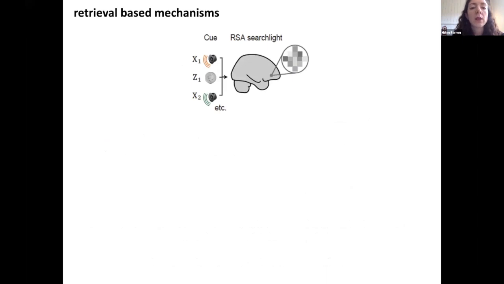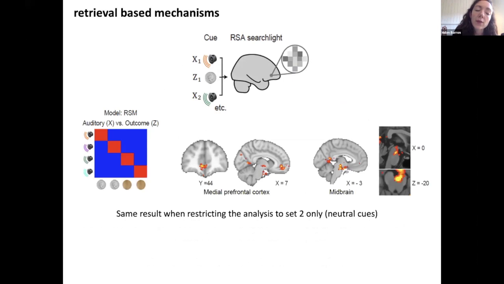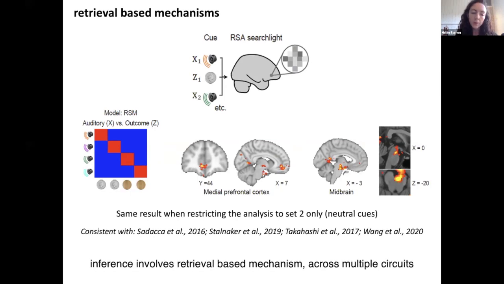Well, in humans, what we did was we scanned through the brain, looking for where the inferred outcome might be represented in response to our auditory cues. And what we found was that the medial prefrontal cortex and the midbrain, which is a putative dopaminergic region, are showing representation of the inferred outcome at the time of inferential choice. And I think, again, relating to Anna Shapiro's question, what we find is that these regions still represent that outcome if we restrict it to the neutral cues. So it's not simply a representation of reward, but it seems to be a representation of the inferred outcome regardless of the value of that outcome. So from this, it seems that inference is involving a retrieval mechanism that's spanning across multiple brain areas, across neural circuits, if you like, across the brain.